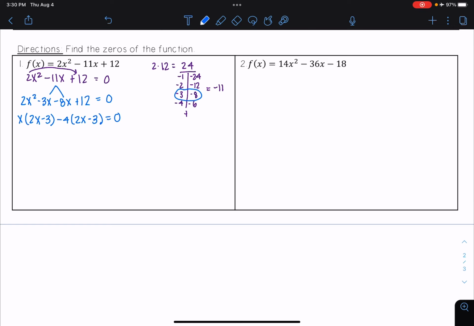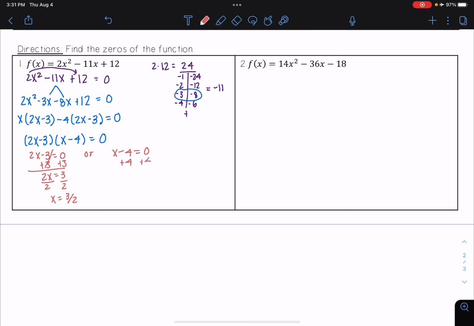And I see that my two binomials match, so I know I'm good, and so I can factor that out. So I have 2x minus 3, x minus 4 is equal to 0. And now I can go ahead and use the zero product property to solve. And so this means that either 2x minus 3 is equal to 0, or x minus 4 is equal to 0. Solve this first one, I'm just going to add 3 to both sides. And then divide by 2, and I get x is equal to 3 halves.